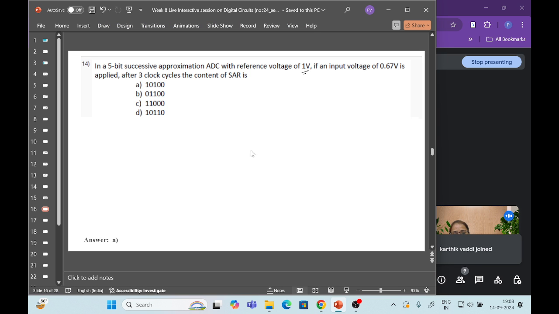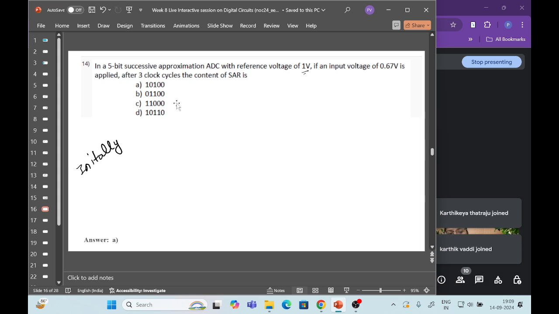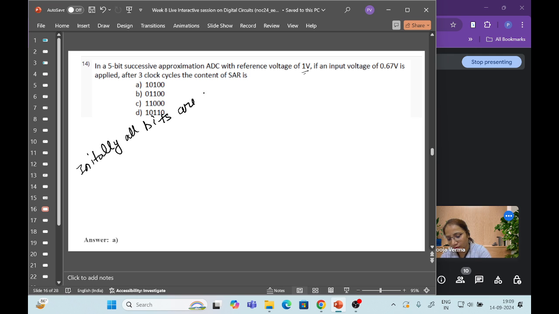So it is a 5-bit successive approximation ADC. The reference voltage is given, the input voltage is given, and we need to check the SAR content after 3 clock pulses. Here we need to take assumptions and then check. Assume that initially all bits are 0 in the successive approximation register. It is 5-bit, so we have to represent the 5 bits. Initially all bits are 0.